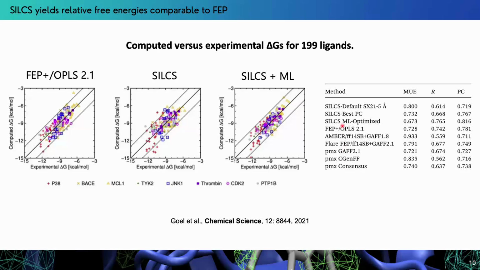And when using it iteratively with experimental data, and this experimental data can be for a small number of compounds, as small as 10 molecules, we were able to improve the relative ranking of the ligand affinities, shown by the percent correct data here on the right column, where for standard SILCS the percent correct was 0.71. With the SILCS MC machine learning optimized approach, we can get it up to 0.81, which is on par with and above the standard free energy perturbation methods that are out there.